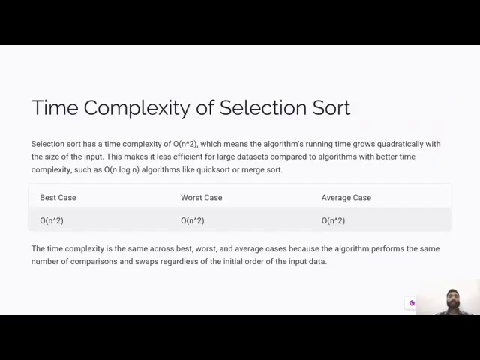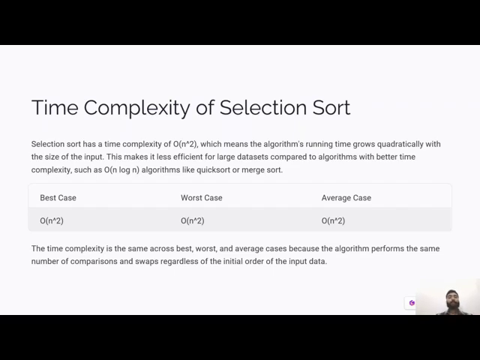So, what is the time complexity of the selection sort? Selection sort has a time complexity of O(n^2), which means the algorithm's running time grows quadratically with the size of the input. This makes it less efficient for large data sets compared to algorithms with better time complexity such as O(n log n), algorithms like quicksort or merge sort.